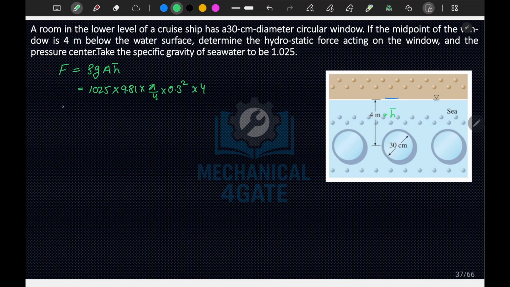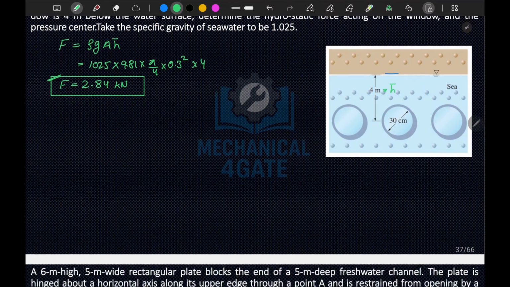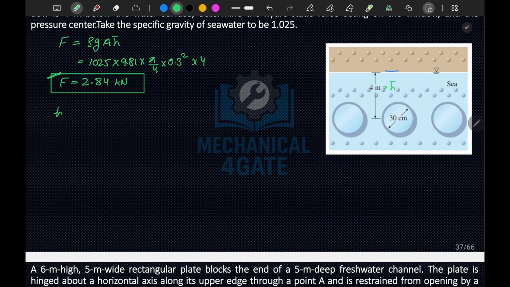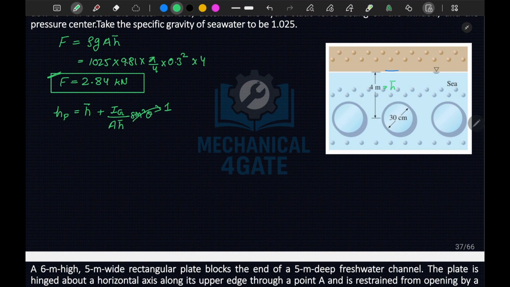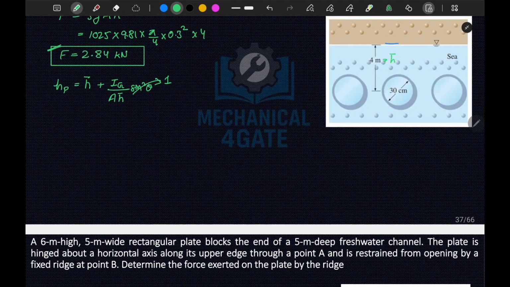So this turns out to be the value of F, or hydrostatic force, equal to 2.84 kilonewton. This is the answer for the first part. Second, it is mentioned, the center of pressure. So we can calculate center of pressure, that is HP is equal to h bar plus Ig upon A h bar sine square theta. Here this term will become 1, because this window will be in the vertical plane, so your theta will be 90 degrees.